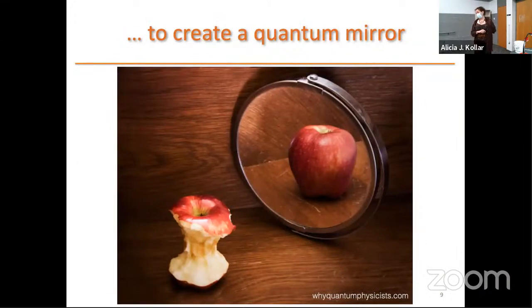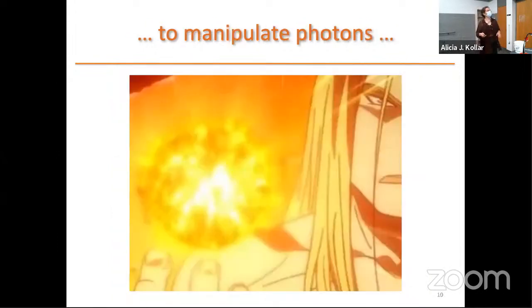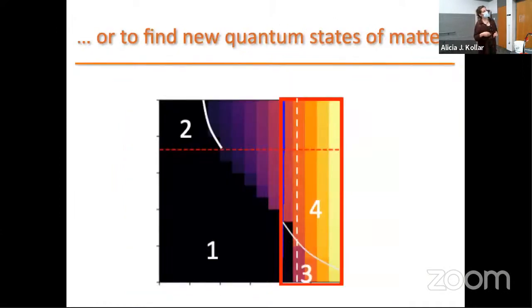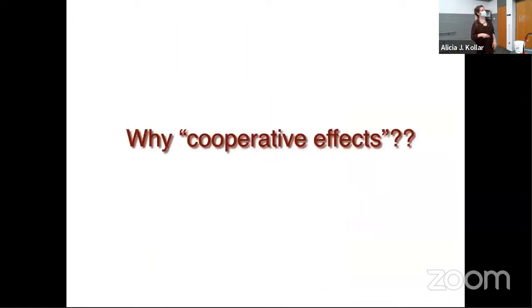How can one use something like that to create what we call a quantum mirror? This picture I just got from the internet, to get the superposition of these two pictures. It still needs a little bit of work. And then manipulate photons, and we try not to be quite as evil about this. But what we are interested in is dark states. And in the end, of course, we need to find new states of matter as well. And this one I might leave out if I'm running out of time.